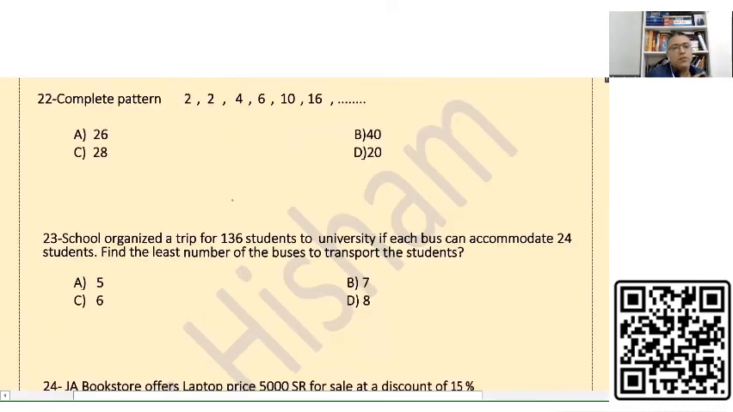Question number 22. Complete the pattern 2, 2, 4, 6, 10, 16. After you spend a minute or two thinking, adding, subtracting, you will figure out that if you add 2 and 2, it will give you 4. And 2 and 4 give you 6. 4 and 6 give you 10. 6 and 10 give 16. So 10 and 16 give you 26. So the pattern here is not by adding a constant value every time or multiplying by a constant value every time.